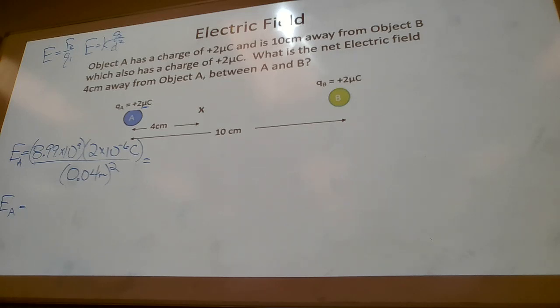Yes, okay, I got the number. It's 1, 1, 2, 3, 7, 5, 0, 0. Good. We're going to say 11,200,000. I know this is improper scientific notation.